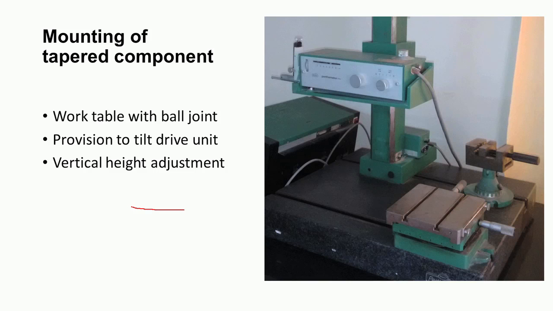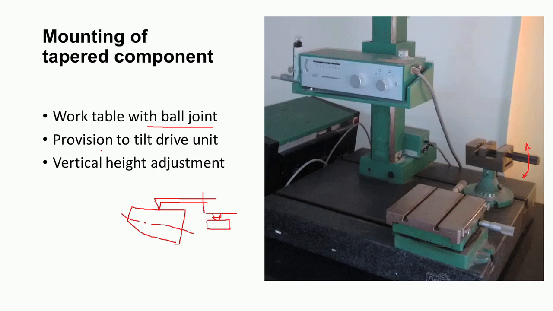So we have a tapered component like this, and then we have the stylus, and then externally we have the datum. The movement of the stylus should be parallel to this datum. So in that case, this generator should be made parallel to this datum. In such cases, we can use the work table with a ball joint. We can tilt the work table so that the generator becomes parallel to the movement.